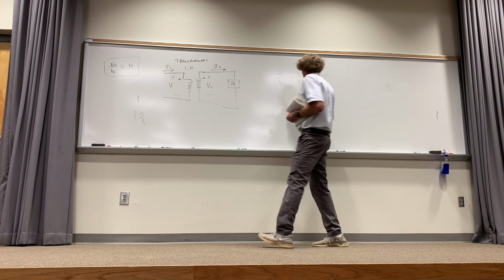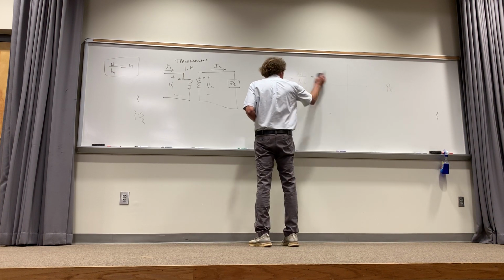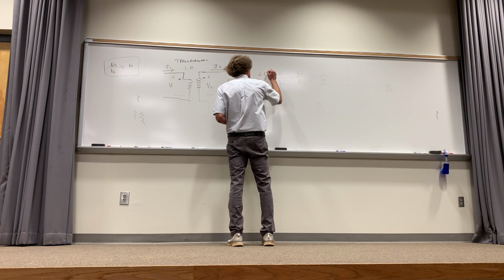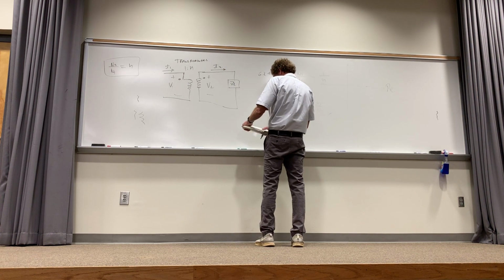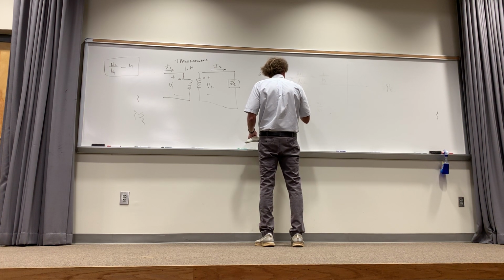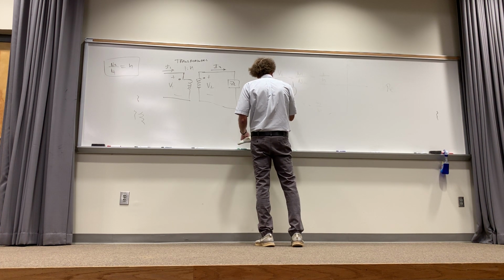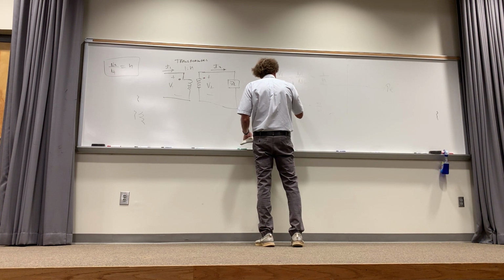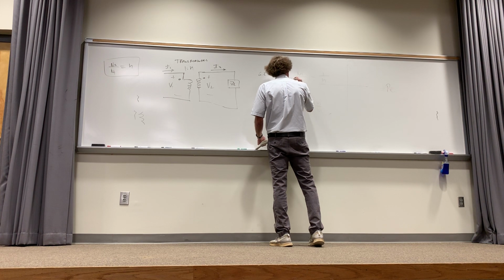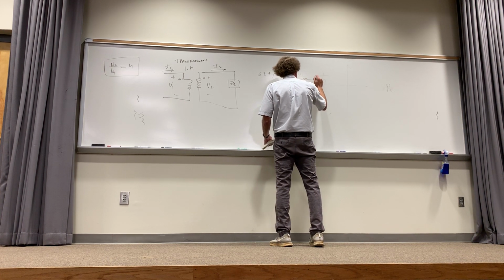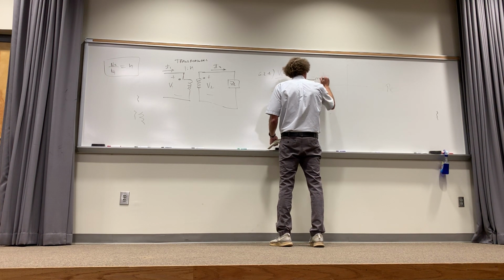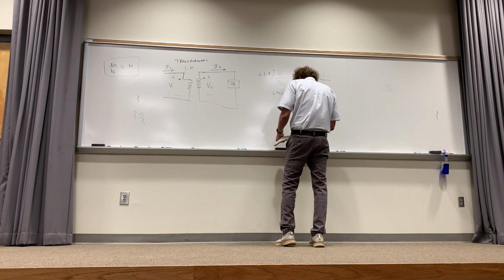All right, so 6.24 again, and for this one, you're going to have a voltage of 24 at an angle of 60 degrees volts, and then you're going to have 4 plus j6 here.